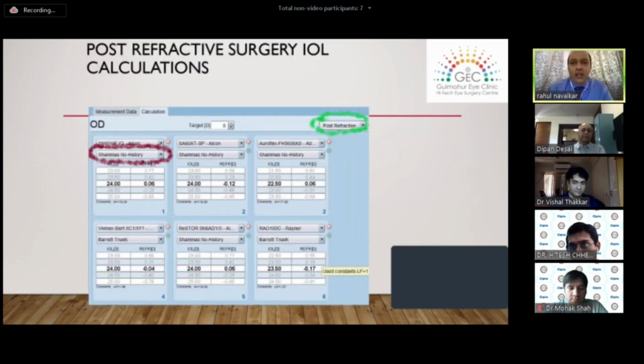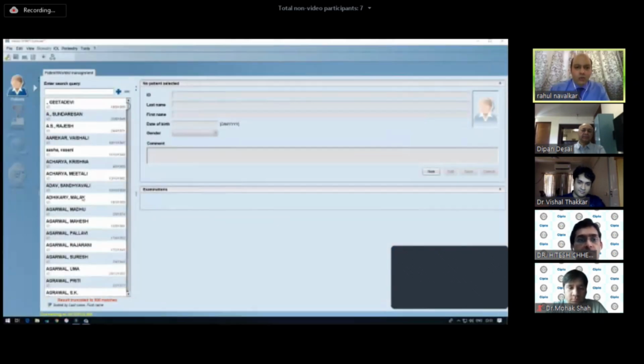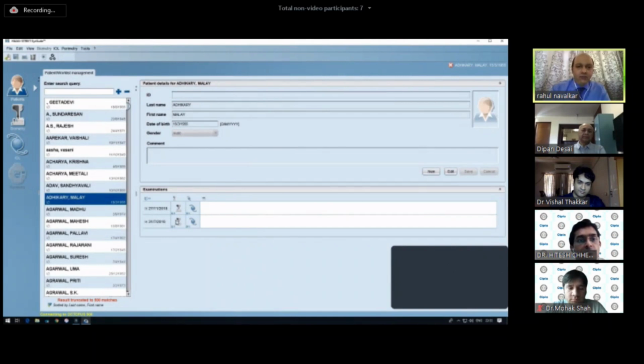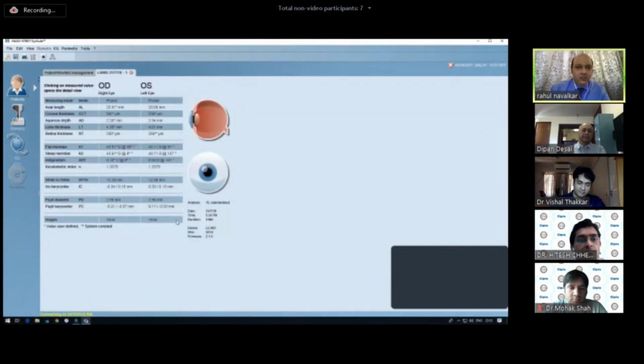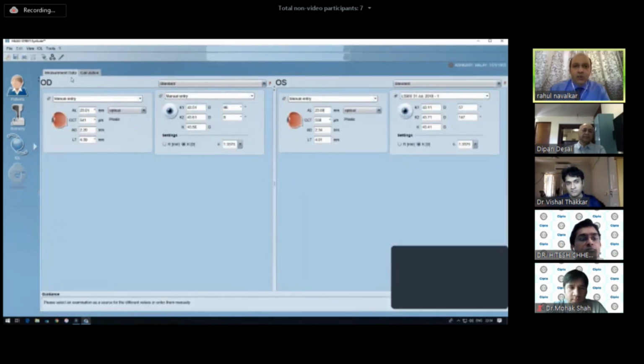This is a screenshot of what I usually use. I use the LensStar, and there are options of going to post-refractive and choosing the formula as well. This is just a short video to show how we go about this thing. When we are doing the calculations and you want to find out the IOL power after the biometry, you have to change the way you have entered.